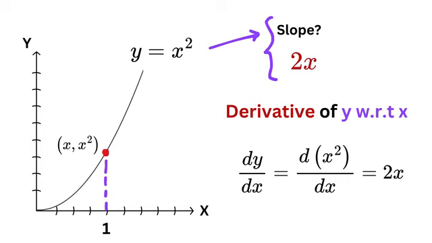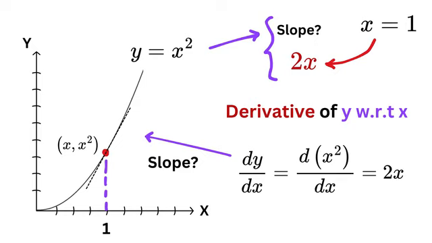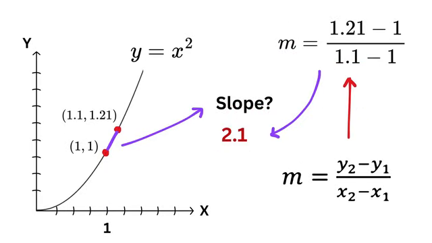Now at x equals 1, what will be the derivative of y with respect to x? Or in other words, what will be the slope of this curve at x equals 1? Just substitute x as 1 here, and we are done. The slope of this curve at x equals 1 is 2, right? We solved it previously and got our answer as 2.1, remember? Which was so close to 2, but not exactly 2, because the value of h was 0.1, which, although small, was not very close to 0.